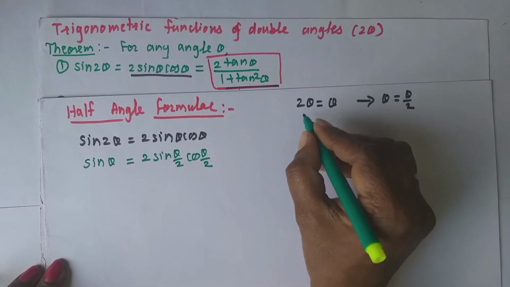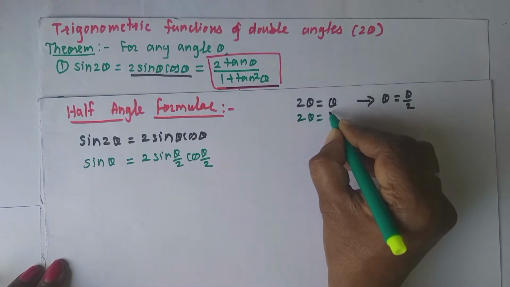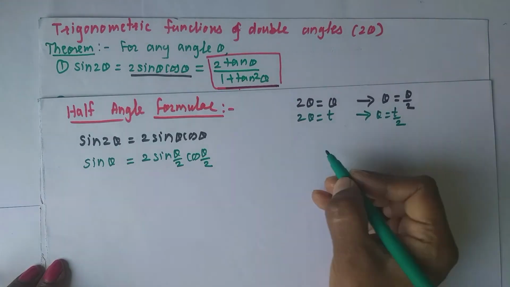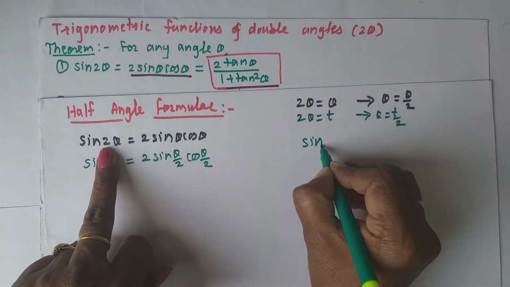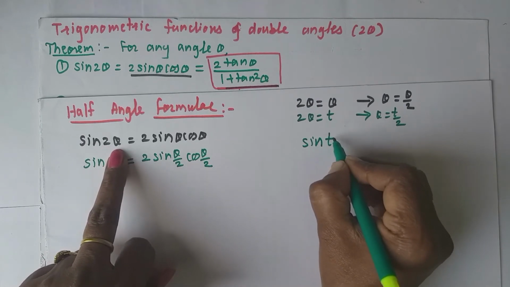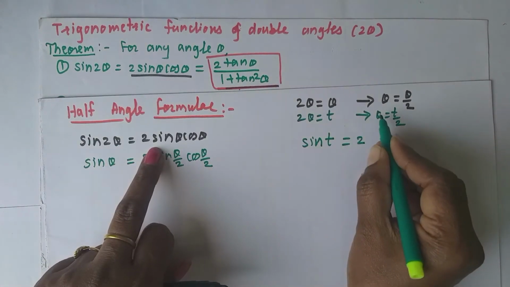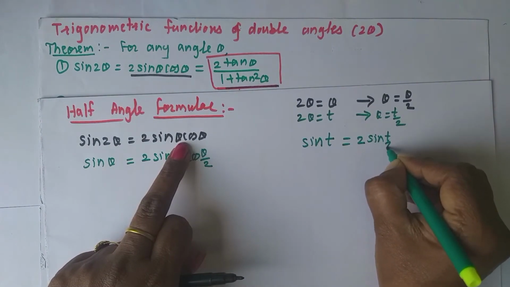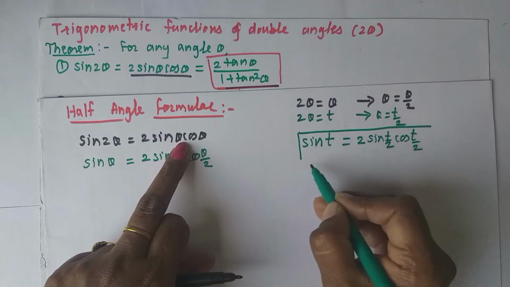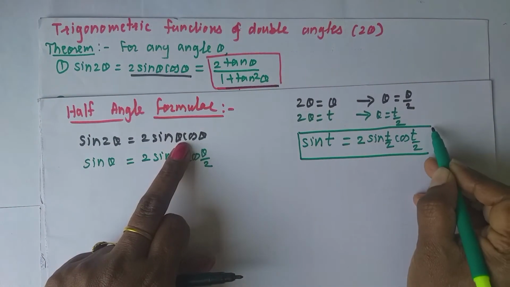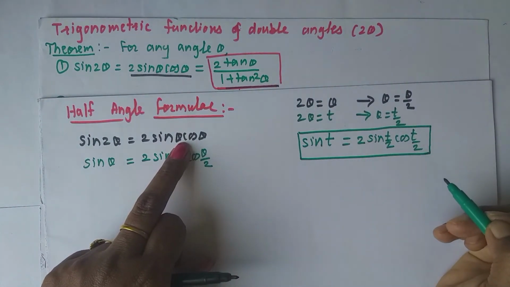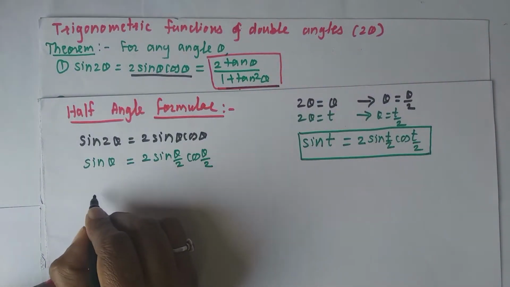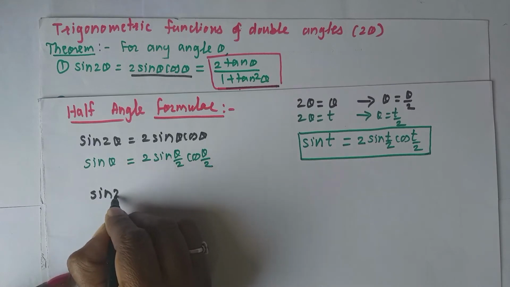Or, if I keep 2 theta as t, then this implies theta is equal to t by 2. Means if I keep t instead of 2 theta, then sin t will be 2 times, what will theta be? Theta will be t by 2. Then this will be sin t by 2 cos t by 2. This is called the half angle formula or submultiple angle of theta. And if I have to convert this formula, see here, what is the second formula for sin 2 theta?